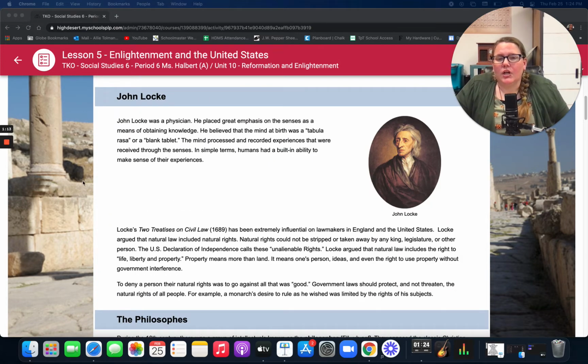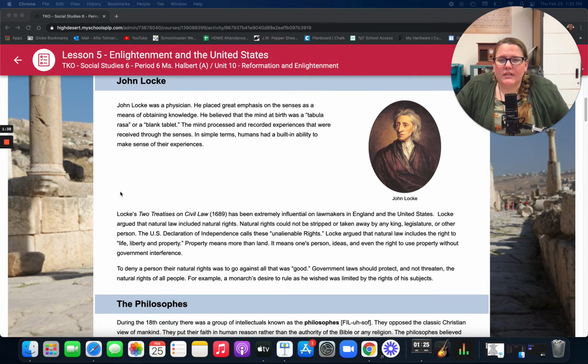John Locke. John Locke was a physician. He placed great emphasis on the senses as a means of obtaining knowledge. He believed that the mind at birth was a tabula rasa, or a blank tablet. The mind processed and recorded experiences that were received through the senses. In simple terms, humans had the built-in ability to make sense of their experiences.